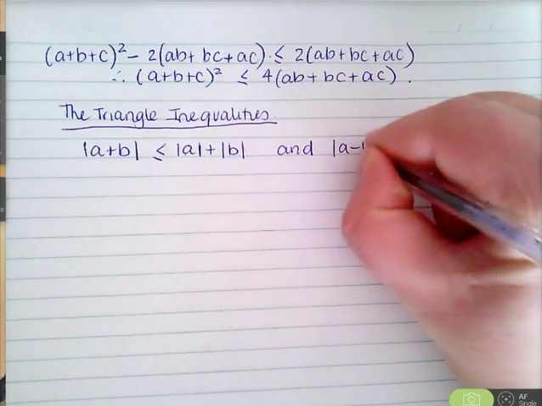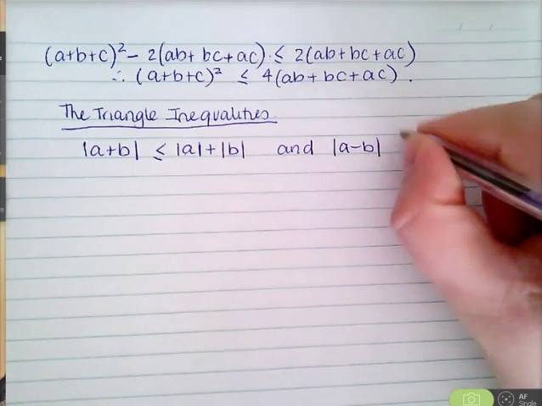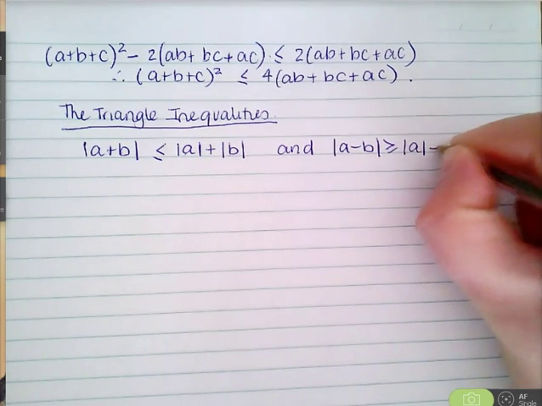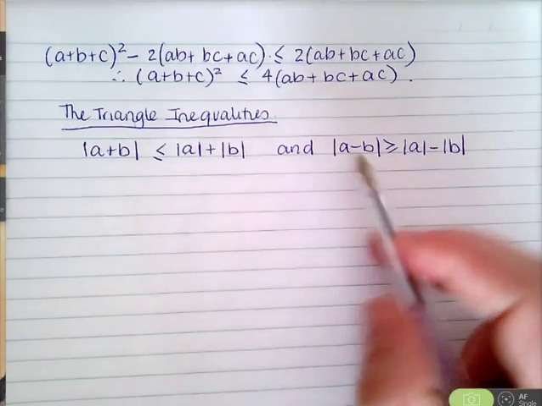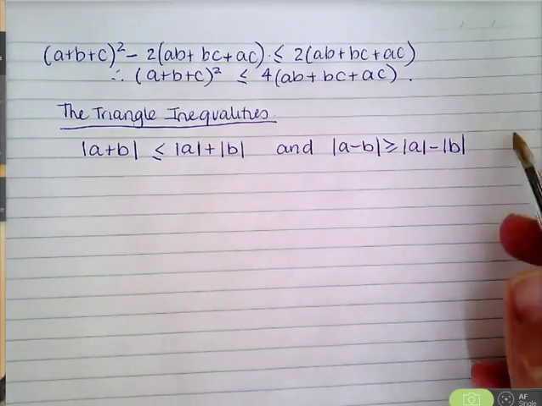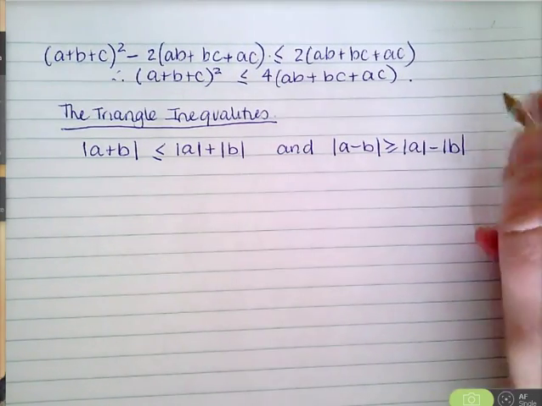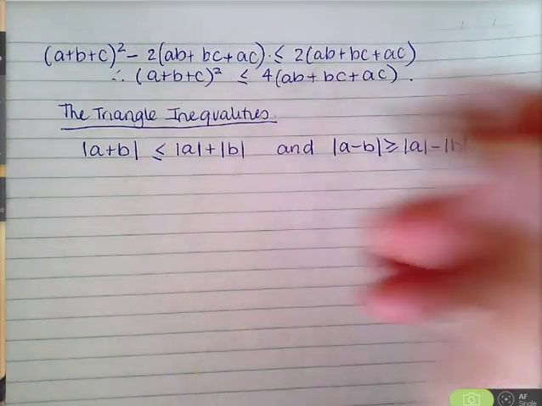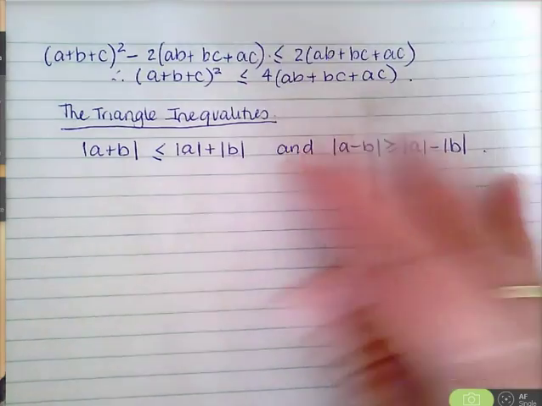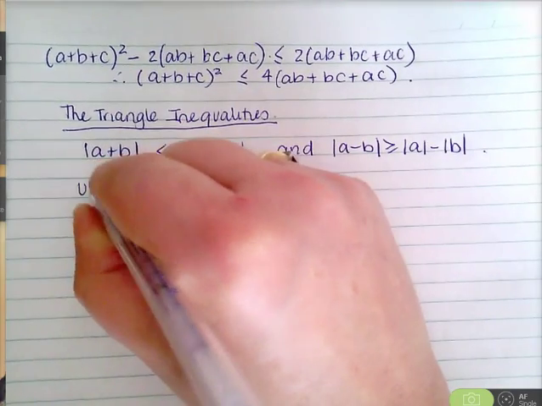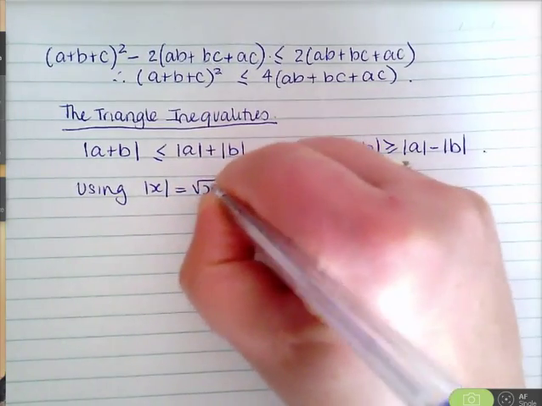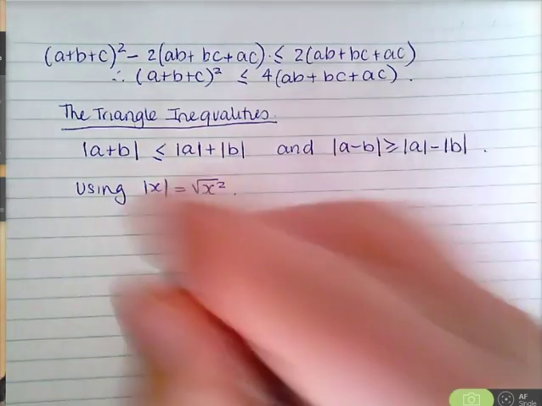And also, you can do this by subtraction, that the absolute value of A minus B is greater than or equal to the absolute value of A minus the absolute value of B. These are often used in complex numbers, especially this one here. Now, for any real numbers, this result can be proved using the fact that the absolute value of x is equal to the square root of x squared.